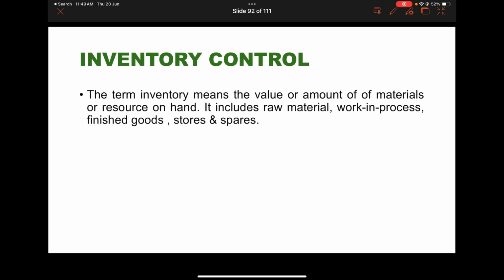So the term inventory means the value or amount of materials or resources on hand. It includes raw material, work in progress, finished goods, stores and spares. We have seen the example of scooters, which comes under the category of finished goods. For a manufacturing company, you need raw materials to manufacture the products. So this raw material needs to be stored. It will become the inventory, etc.